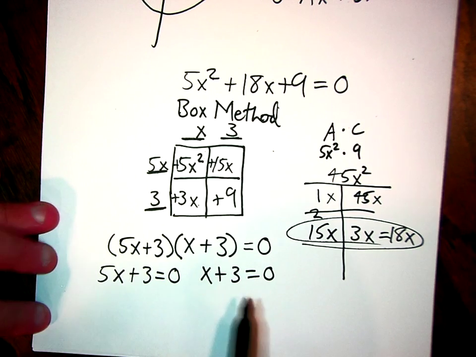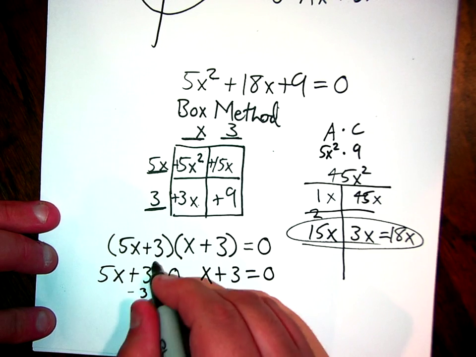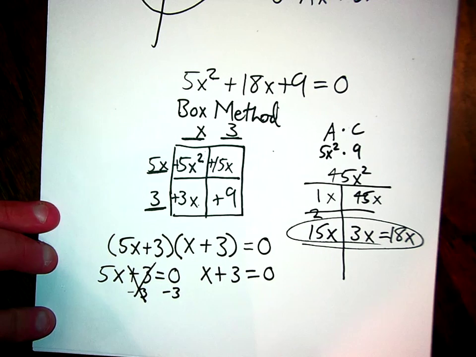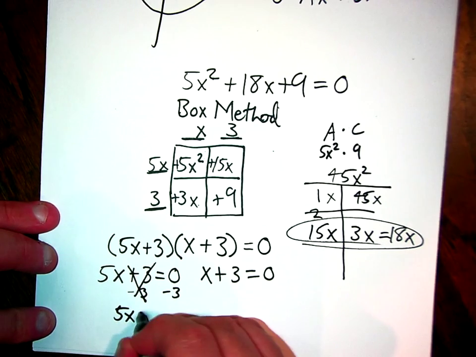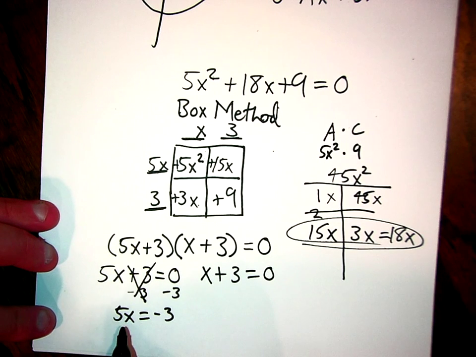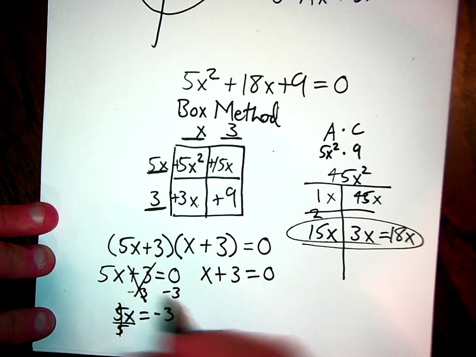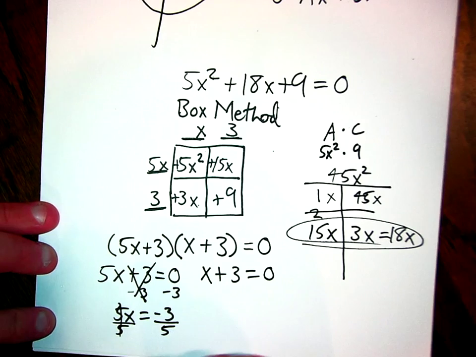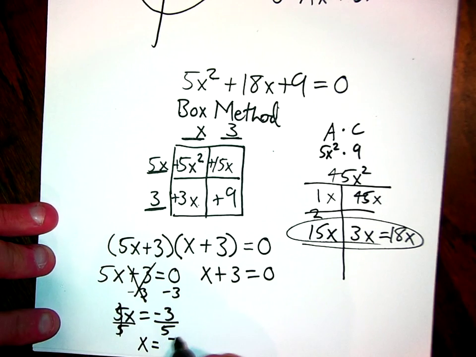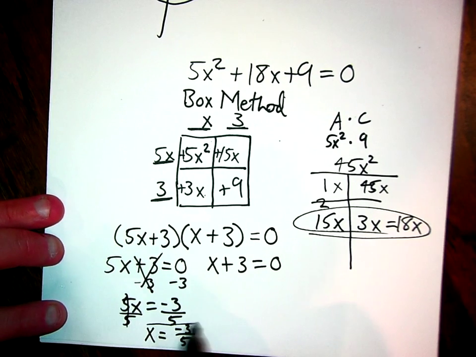And so for this one, I'm going to subtract 3 from both sides. These 3's are going to cancel out. And then I'm going to end up with 5x equals negative 3. But we're not done, because x still has something with it. So I need to use the inverse operations and get rid of this 5 here. So I'm going to divide by 5. And I have to do the same thing over here. So we're going to find out that x is equal to negative 3 over 5. So that's one of my answers.